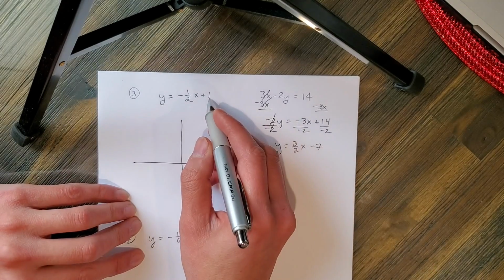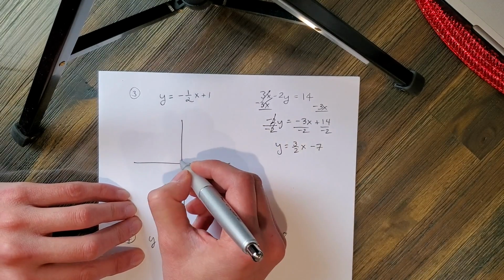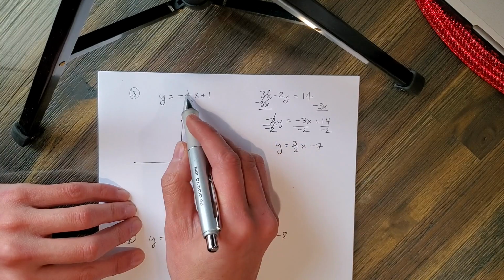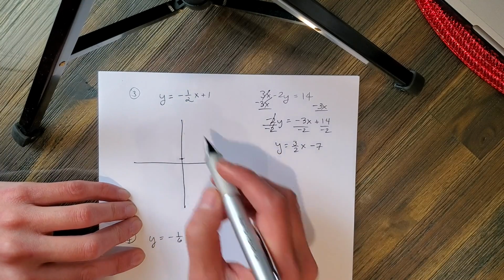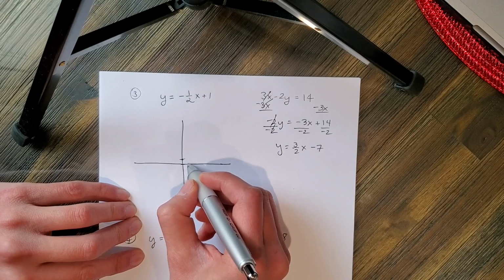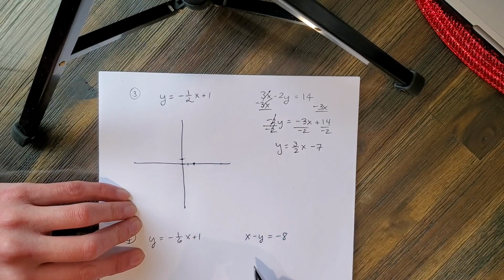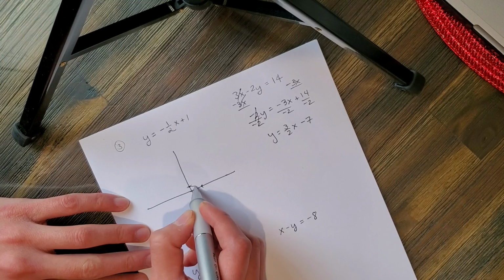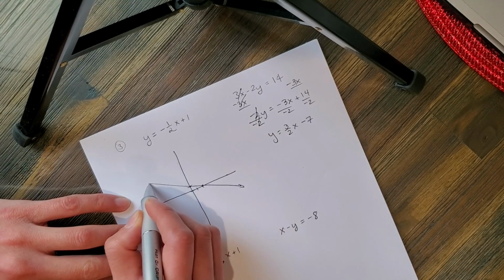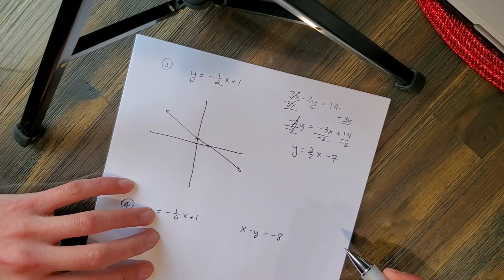Okay? So first one here, we go up 1. That's our y-intercept. And then my slope is a negative. That means I'm going to be going down. Down 1 and over 2. There it is. And so now let me go ahead and draw a line connecting those. There you have it. Freehand.